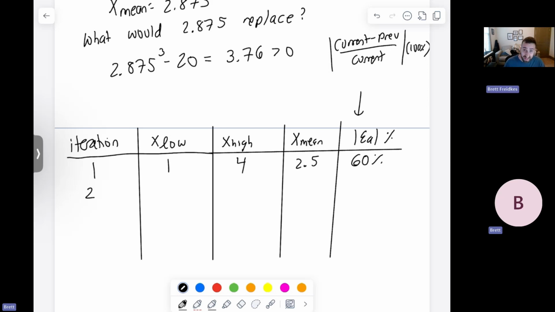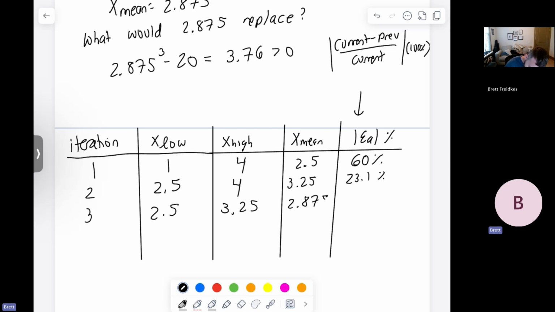On our next iteration, we saw that x mean became the new xlow, so this became 2.5, and xhigh remained exactly the same. Our mean in that situation was 3.25. If we do 3.25 minus either one of those xhighs or xlows, that's the previous iteration, essentially, we will get 23.1% roughly. And then we did this one more time at the end, and this was something like 13.0%.